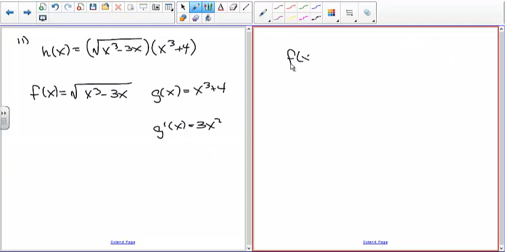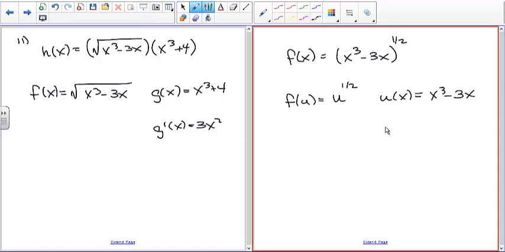Now here you've got to use the chain rule, so what I'm going to do is go over here and do this separately. So first you change the square root to a fractional exponent, and then you would write out f of u is u to the 1/2 power. U of x is equal to x cubed minus 3x. So f prime of u is going to be 1/2 u to the minus 1/2 power, and u prime of x is going to be equal to 3x squared minus 3.